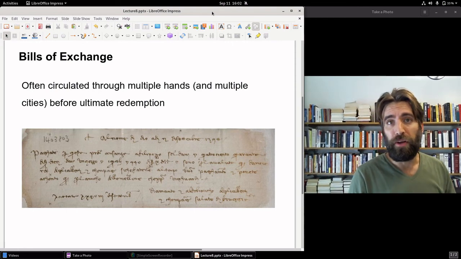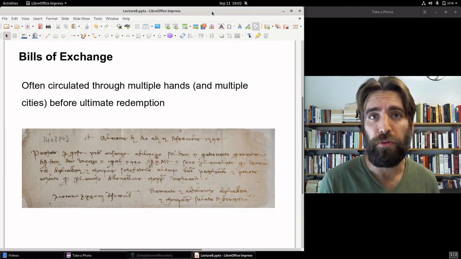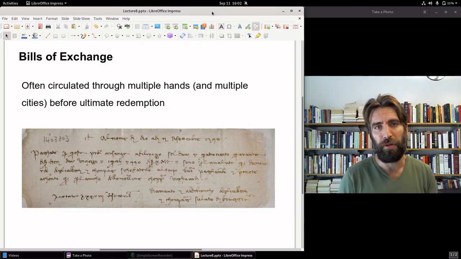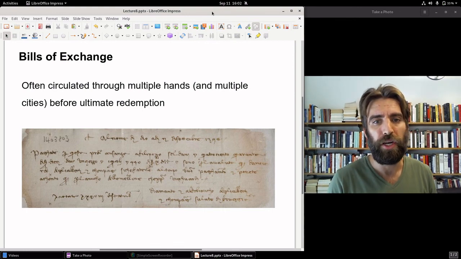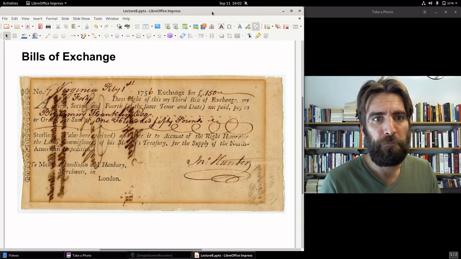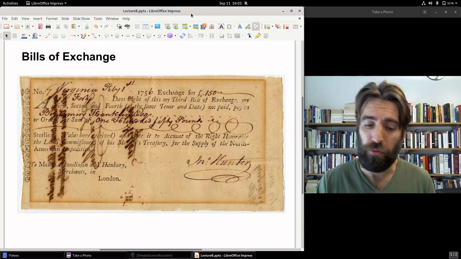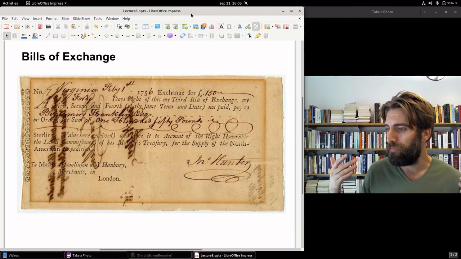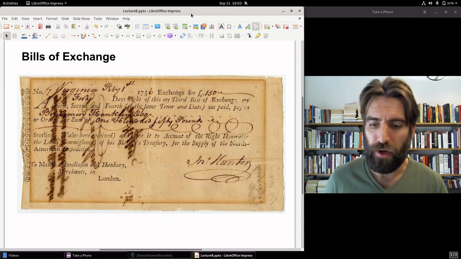And in fact, bills of exchange quite frequently circulated through multiple hands and oftentimes through multiple cities, sometimes multiple countries, before it was ultimately taken to the drawee for final redemption in whatever sum of coin we're dealing with. This is a later bill of exchange from 1756. Bills of exchange were used all the way up through the 19th century, and again, the modern check is a sort of a legacy of that.